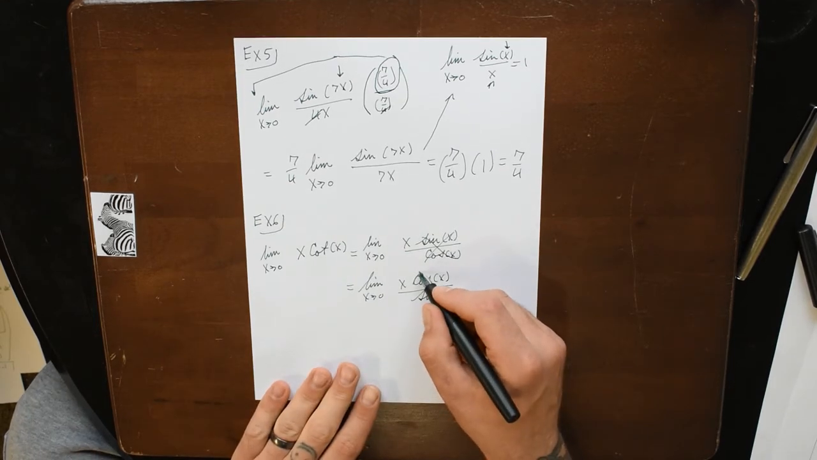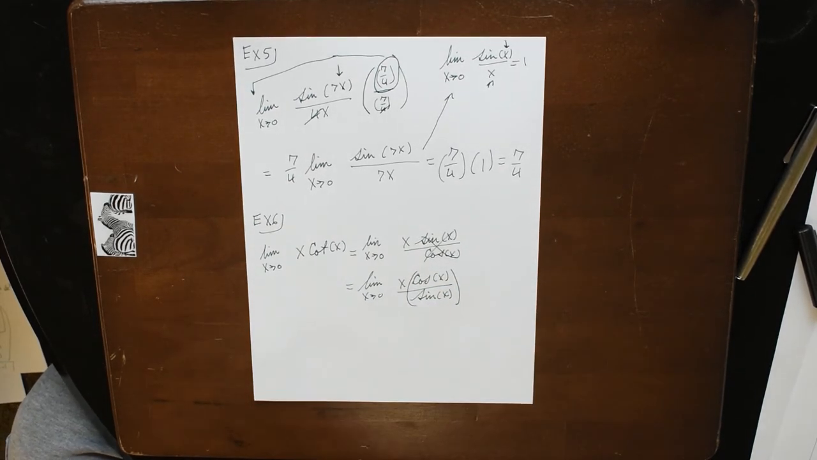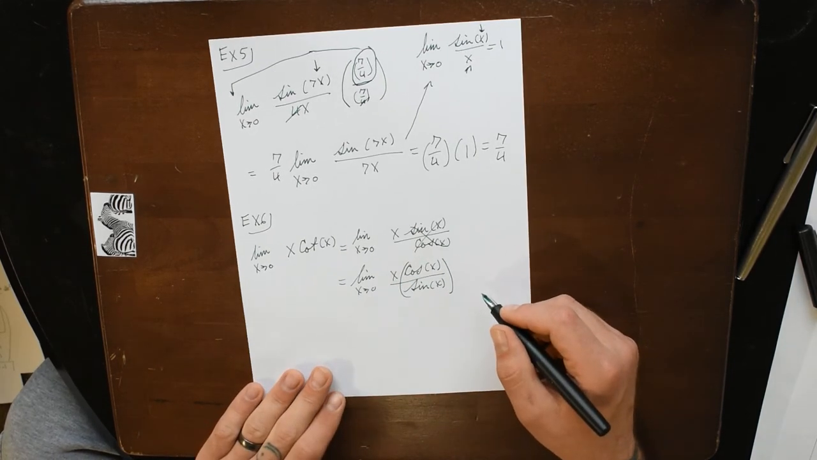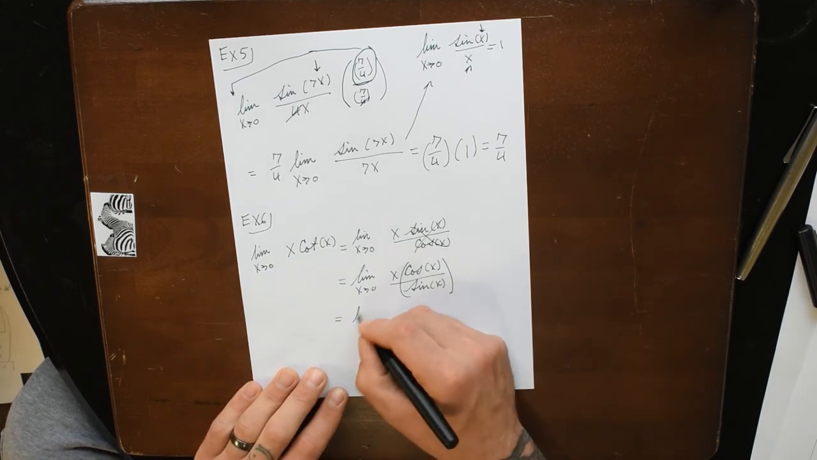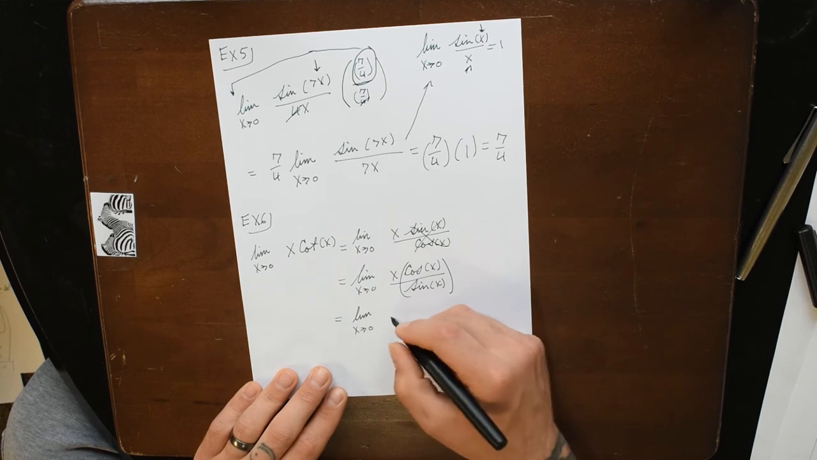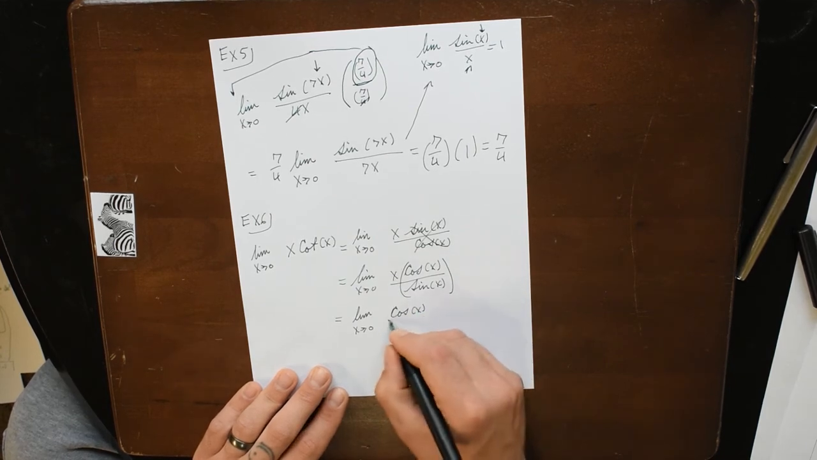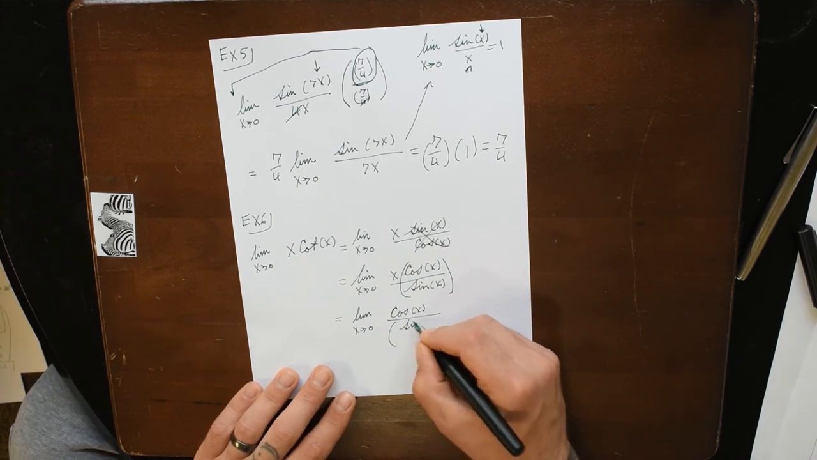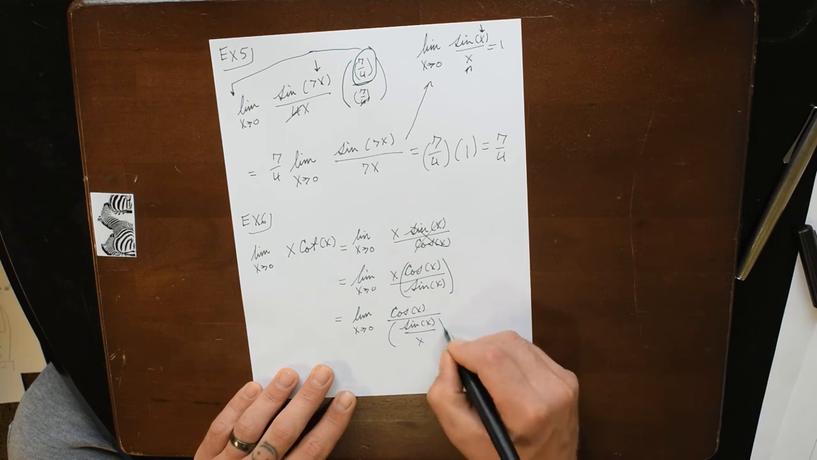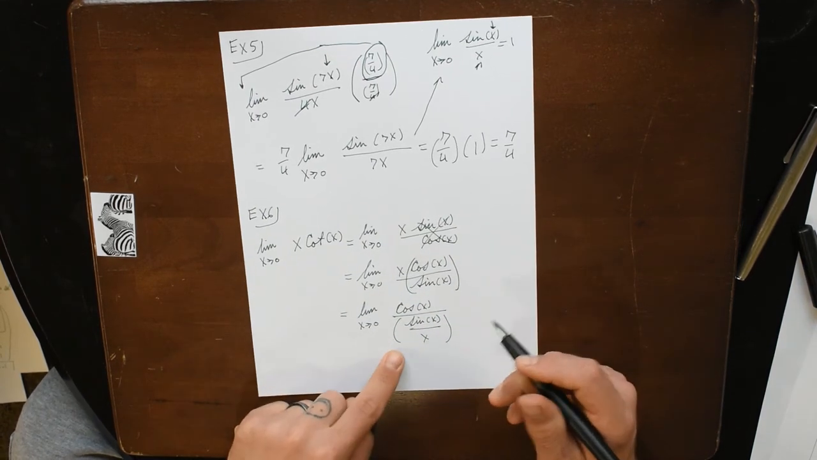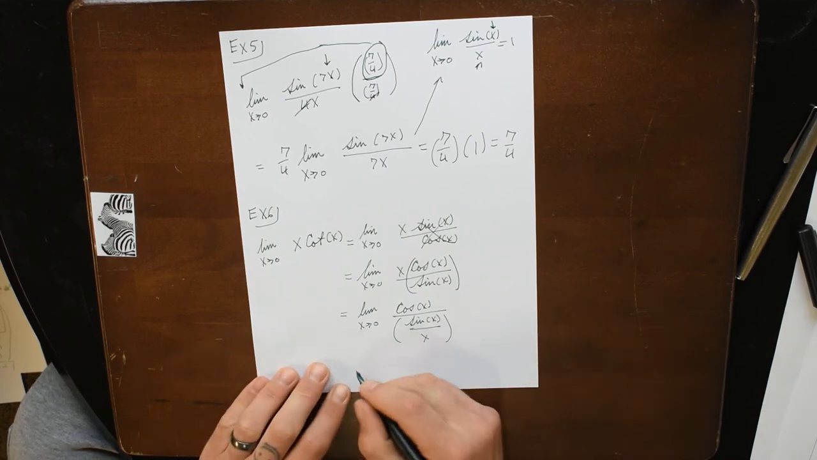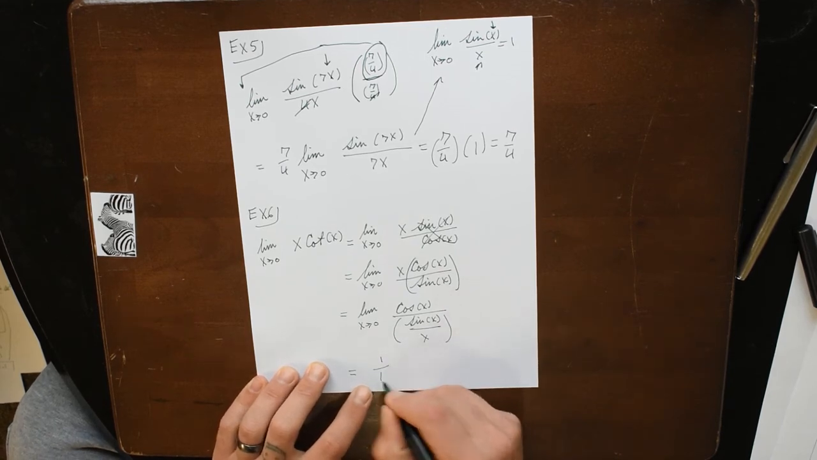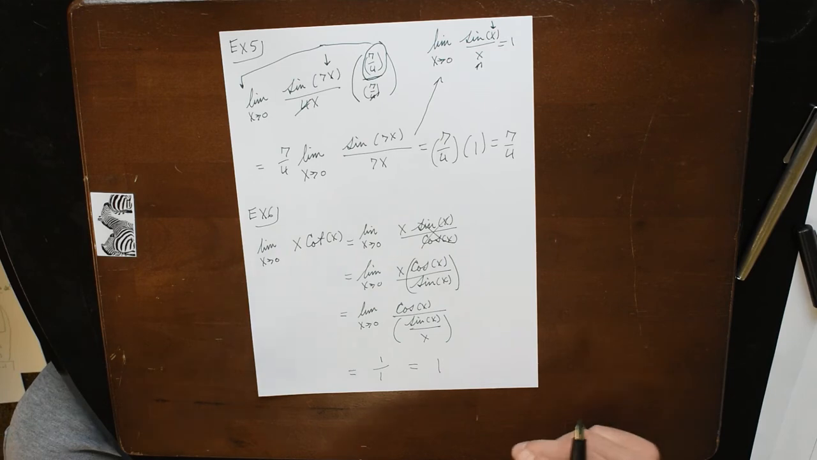We have x times the cotangent of x. Now, multiplying by x is the same as dividing by 1 over x. So this is equal to the limit as x goes to 0 of the cosine of x, and we're going to divide by 1 over x. So we get a sine of x over x. Well, we know what the limit as x goes to 0 of sine of x divided by x is. That's equal to 1. And as x goes to 0, cosine of x is also equal to 1. So this limits to 1 over 1, or just a plain old 1.